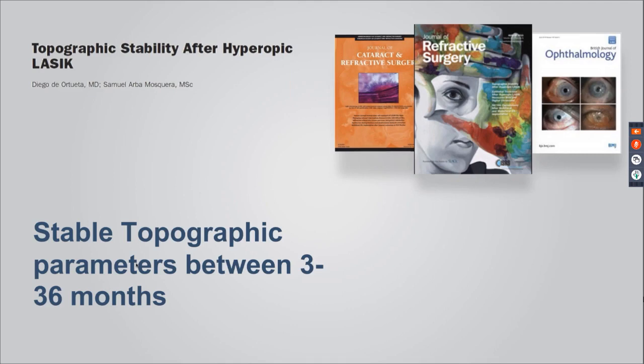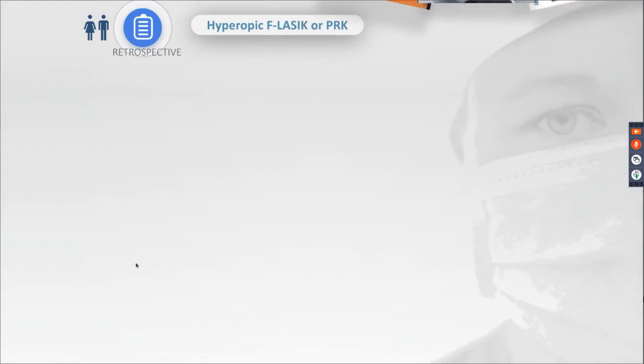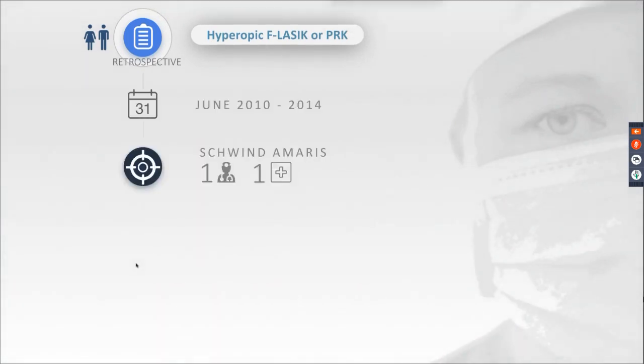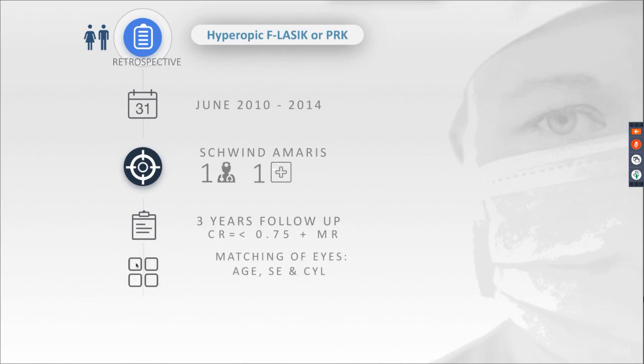So finally, we looked into our own results, and these results were retrospective, done before the smart pulse and without the Trans-PRK technology. And then we made sure that there was a very minimal difference between cycloplegic refraction and manifest refraction, 0.75 diopter or less. We matched the patients rigorously for age, spherical equivalence, and cylinder, so we ended up with 83 eyes in each group.